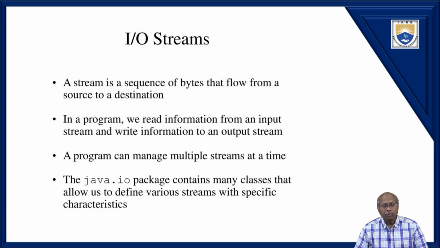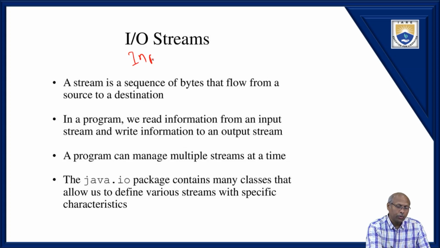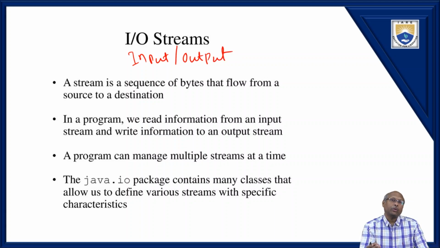When I say IO stream, it means input and output stream. I means input, O means output. Whenever you want to deal with reading and writing operations on a stream, then you have to use the IO stream. A stream is a sequence of bytes that flows from a source to a destination. A stream allows you to either send the data or receive the data. The medium through which the data flows is called a stream.